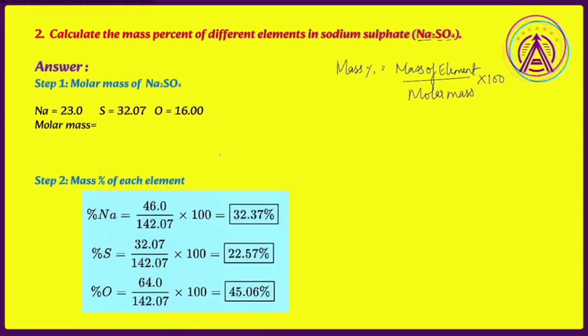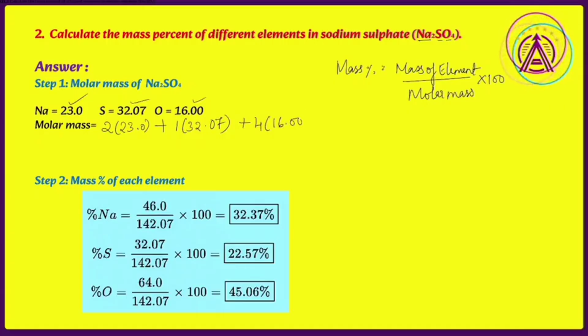Now, first thing we do is we need to find the molar mass of sodium sulfate. So we are given that sodium is 23, sulfur is 32.07, and oxygen is 16.00 u. So our molar mass will be 2 into 23.0 plus sulfur, only 1 is there, so 1 into 32.07 plus 4 into 16.00.